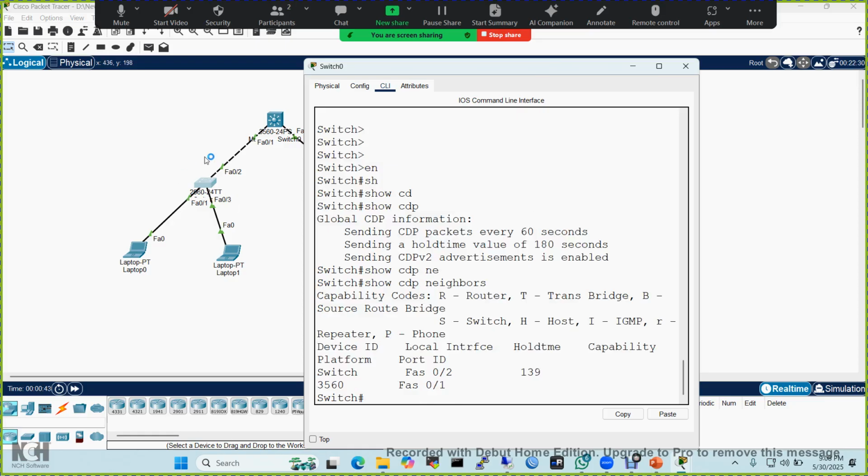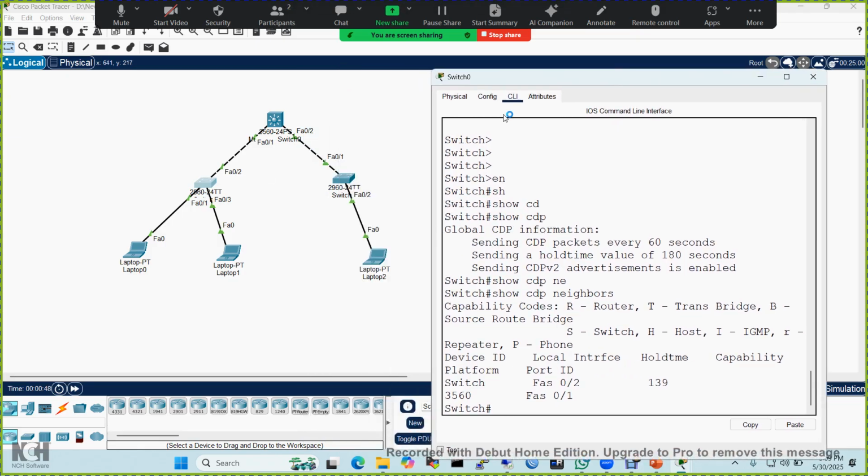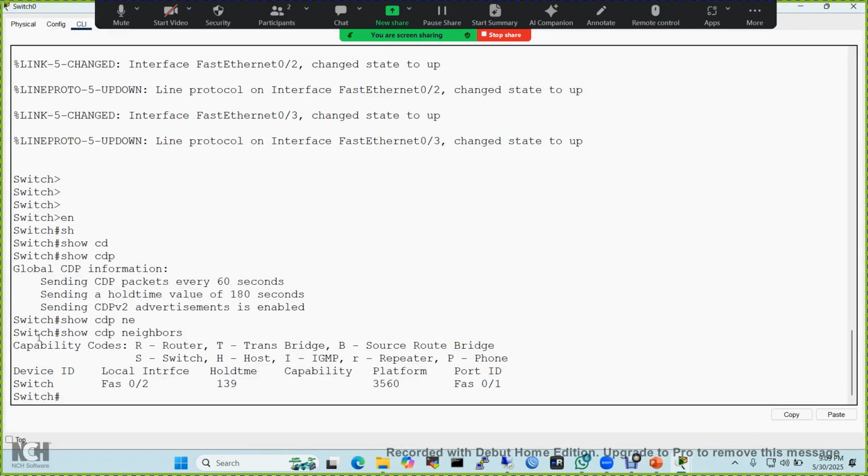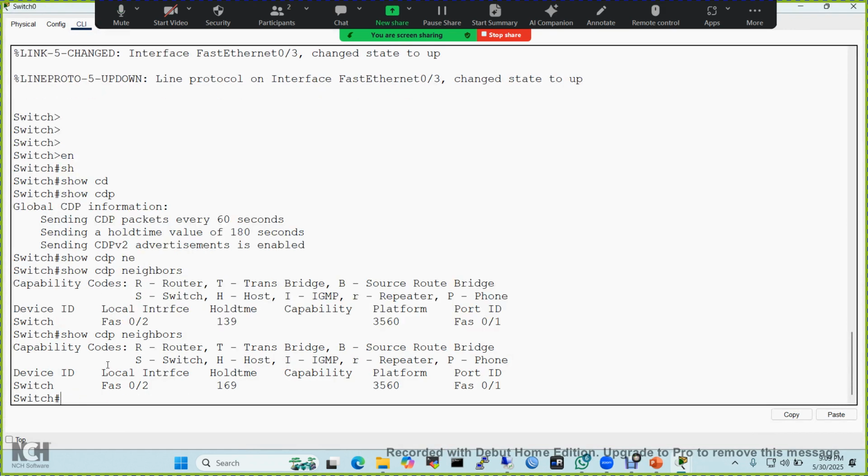Here, from this switch, there is another switch directly connected with this switch, isn't it? This switch is a 2960 series switch and this switch is a 3560 series. The model numbers of the switches are here. From this switch I can check who is my neighbor with this command, show CDP neighbors. It is showing there is a switch on my neighbor side. That switch is connected from my local interface 0/2.